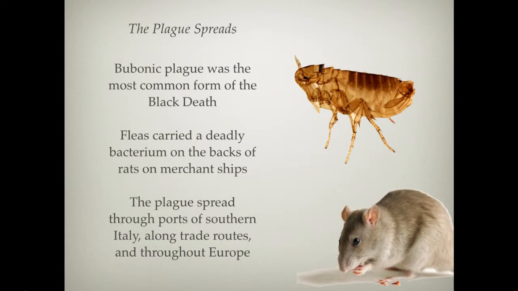So really this plague spreads, and it spreads in what it seems to be along trade routes and port cities. But really the bubonic plague is believed to be really the core of this Black Death, and was the most common form of it. Now, it's argued, and probably most likely, that fleas carried this bacterium on the backs of rats on merchant ships going from the east across the Mediterranean into Italian port cities. The plague spread through ports, like I said, in southern Italy, along trade routes into Europe.